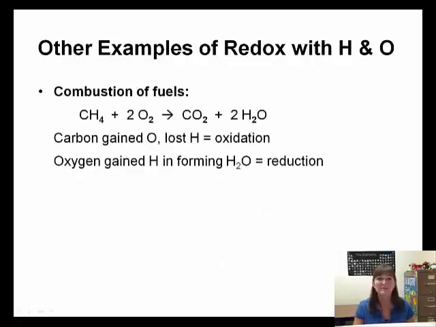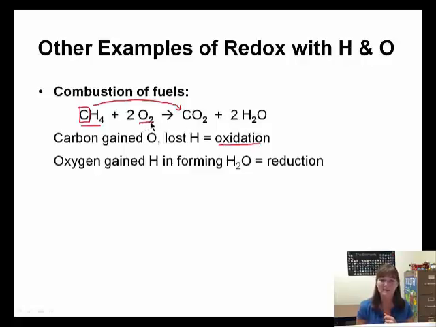So here are just a couple more examples. Combustion of a fuel. Here is an example of methane combusting, making carbon dioxide and water. So this is complete combustion. If we focus on the carbon here, as this carbon changed from the reactant side to the product side, what happened to it? Well, I can see it lost hydrogen right off the bat. And another way I could look at it is that it gained oxygen. So both of those are a way of coming up with the fact that it was oxidized. Gained oxygen or lost hydrogens. So the carbon was oxidized.